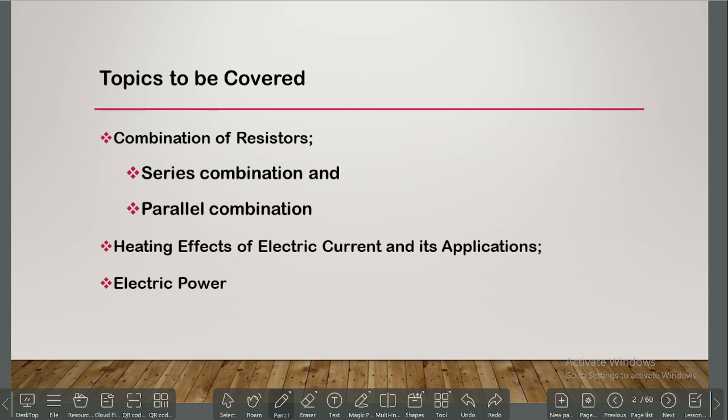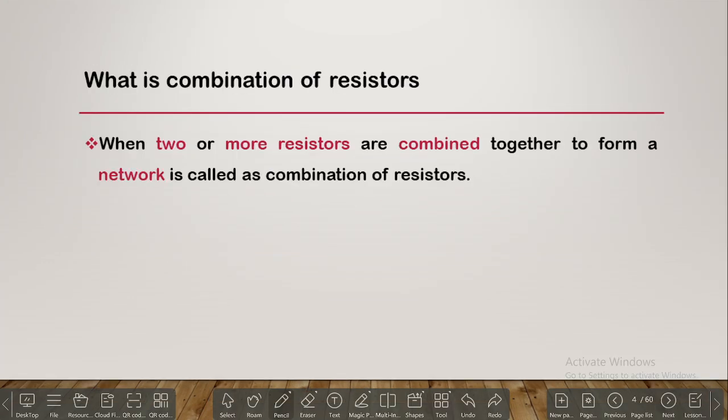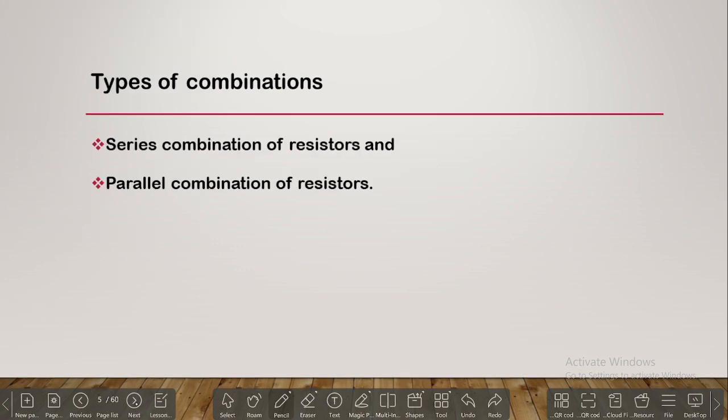So first, what is meant by combination of resistors? When two or more resistors are combined or joined together in the form of a network, that is called a combination of resistors. We have two types of combination of resistors again: one is called series combination and another one is called parallel combination.